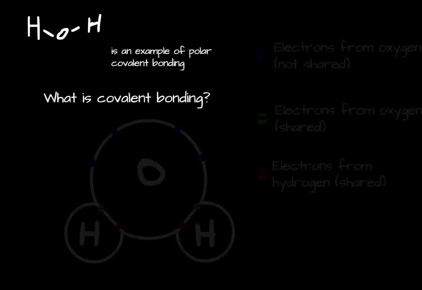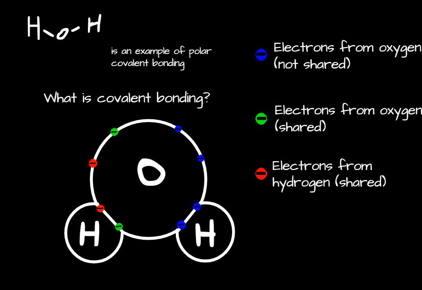Water is an example of polar covalent bonding. First, let's explore the covalent part. So, covalent bonding is when atoms share their valence electrons, as you can see here.